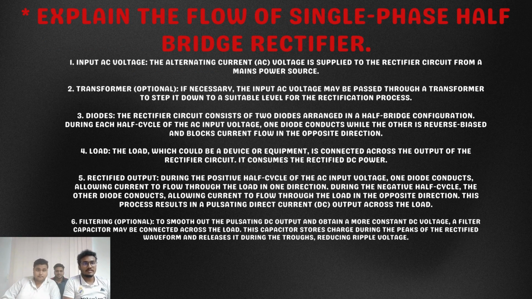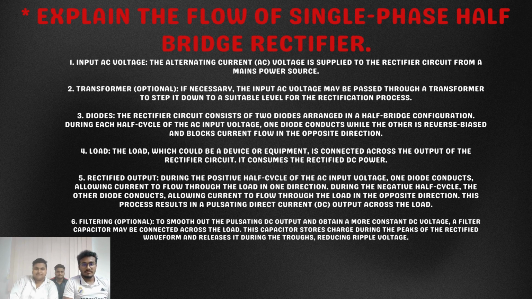Explain the flow of single phase half bridge rectifier. First, input AC voltage. The alternating current AC voltage is supplied to the rectifier circuit from a main power source. Second, transformer. If necessary, the input AC voltage may be passed through a transformer to step it down to a suitable level for the rectifier process. Third, diodes. The rectifier circuit consists of two diodes arranged in a half bridge connection. During each half cycle of the AC input voltage, one diode conducts while the other is reverse biased and blocks current flow in the opposite direction.